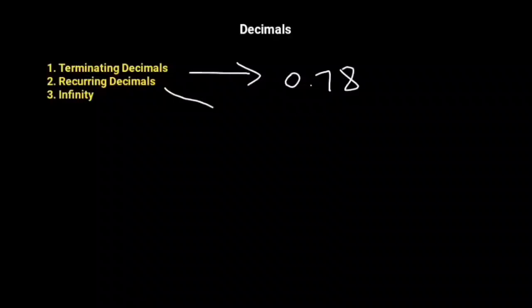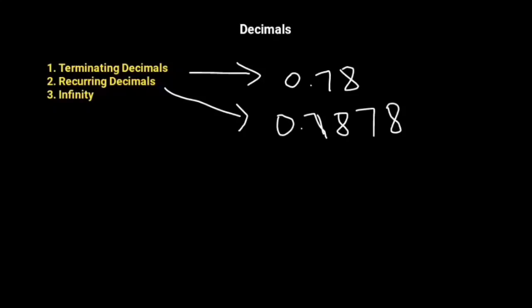Secondly, we have recurring decimals. And recurring decimal means that a number or a set of numbers are usually repeated. So for example, if we have 0.787878 and it goes on and on, those are recurring decimals.